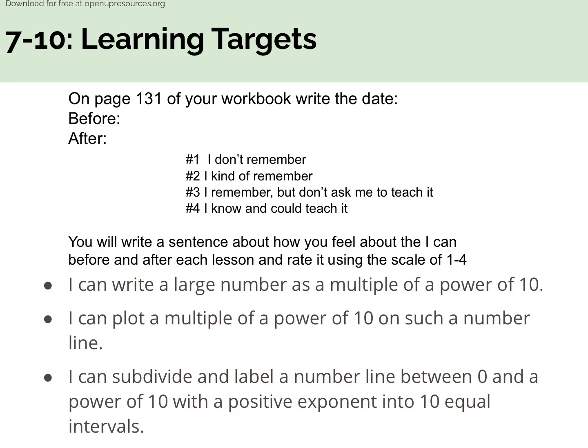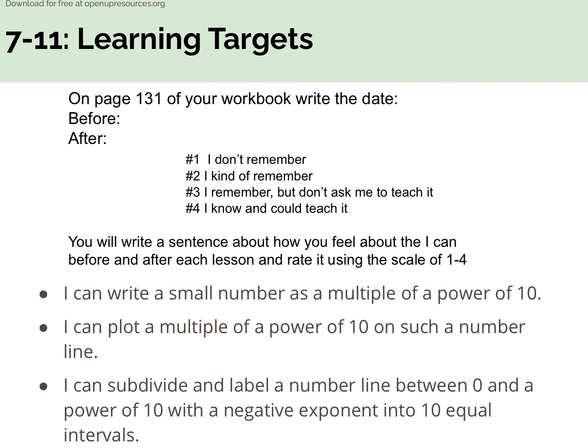Go ahead and turn to page 131. Read the I can statements for lessons 10 and 11. Lesson 10 is: I can write a larger number as a multiple of a power of 10. I can plot a multiple of a power of 10 on such a number line. And I can subdivide and label a number line between 0 and the power of 10 with a positive exponent into 10 equal intervals. Lesson 11 was the negative side of the exponent. So I can write a small number as a multiple of a power of 10. I can plot a multiple of a power of 10 on such a number line. And I can subdivide and label the number line between 0 and the power of 10 with a negative exponent into 10 equal intervals.